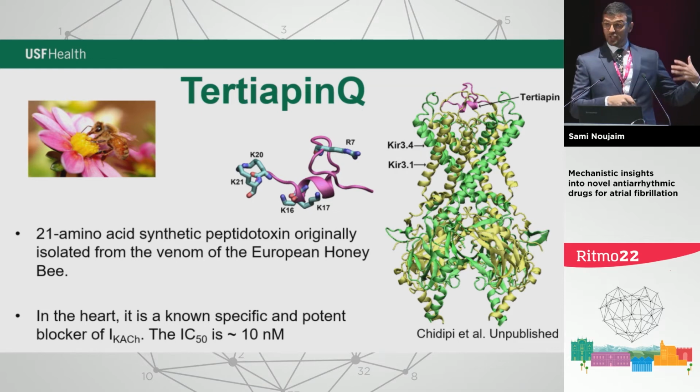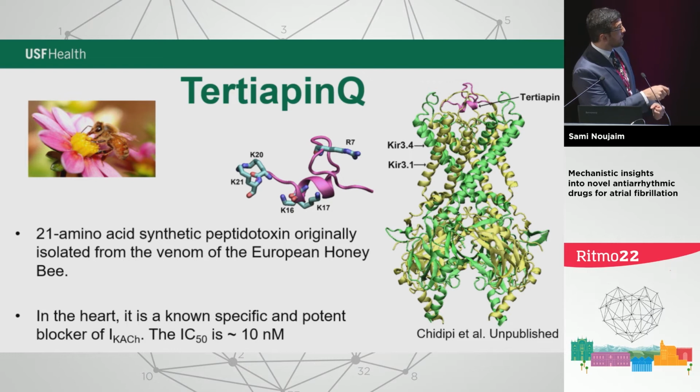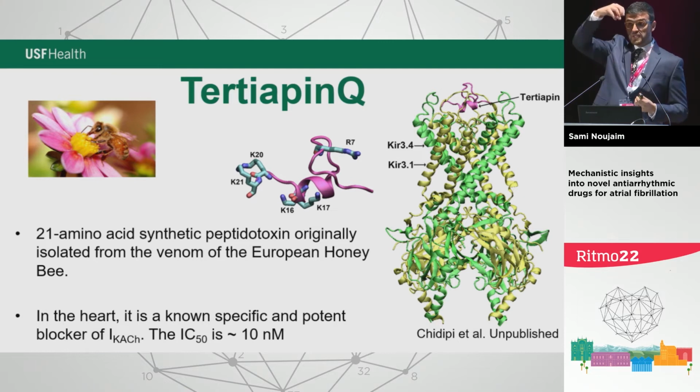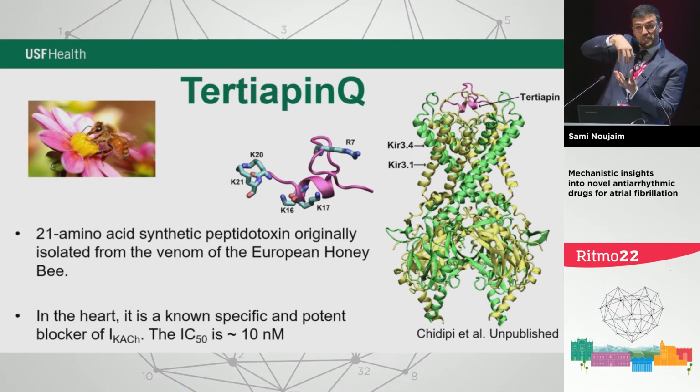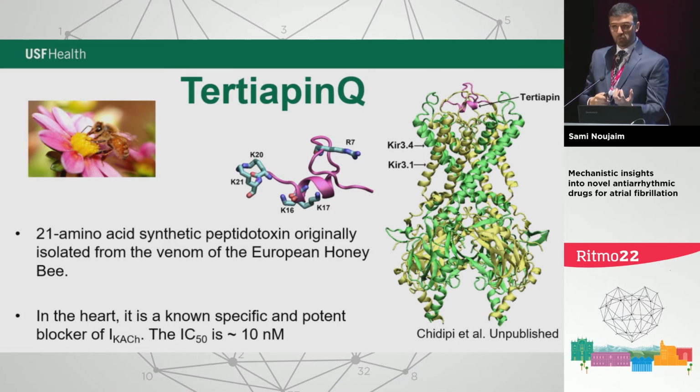This is an NMR structure of tertiapine Q right here. And over here, we show a molecular dynamics simulation that tried to help us understand how tertiapine binds to the IKACH channel. The channel is shown right here in green and in yellow, and tertiapine Q sits right at the extracellular domain of the channel, and the C-terminus of tertiapine Q, in fact, kind of pokes into the opening of the pore, occluding the channel and preventing the flow of the current. In the heart, tertiapine Q is a specific and potent blocker of IKACH, and the IC50 is about 10 nanomoles.